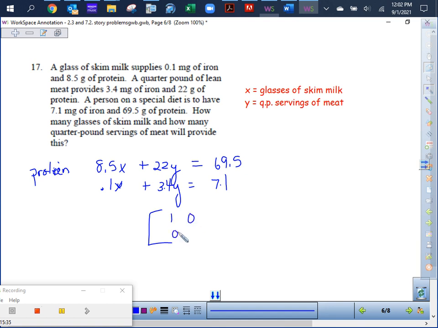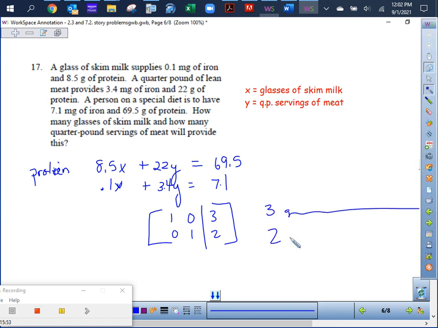Sometimes you can get a decimal one. You know, that might make sense for the context of the problem, but usually you don't. So if you get a weird answer, I go double check that I punched my numbers into the matrix right, and if that's not right, or if they all are right, maybe I wrote the equation wrong. 3 what? 3 glasses of skimmed milk is what you write out, and 2 quarter-pound servings of meat. Like, I'm expecting you to write that out on the quizzes and the tests. Make sense?